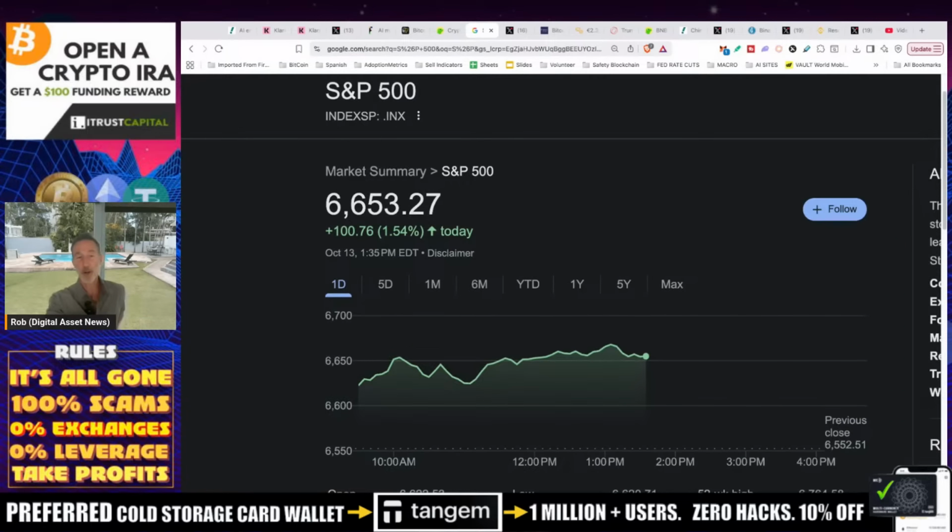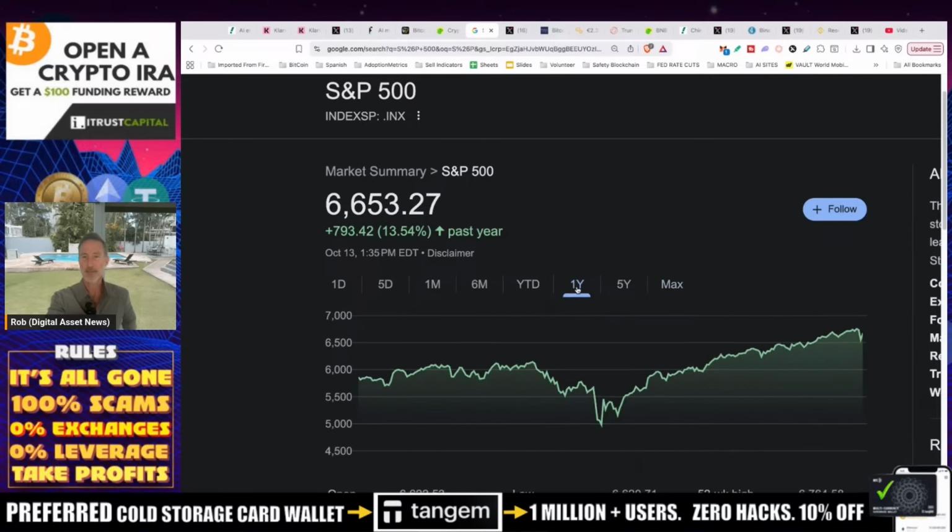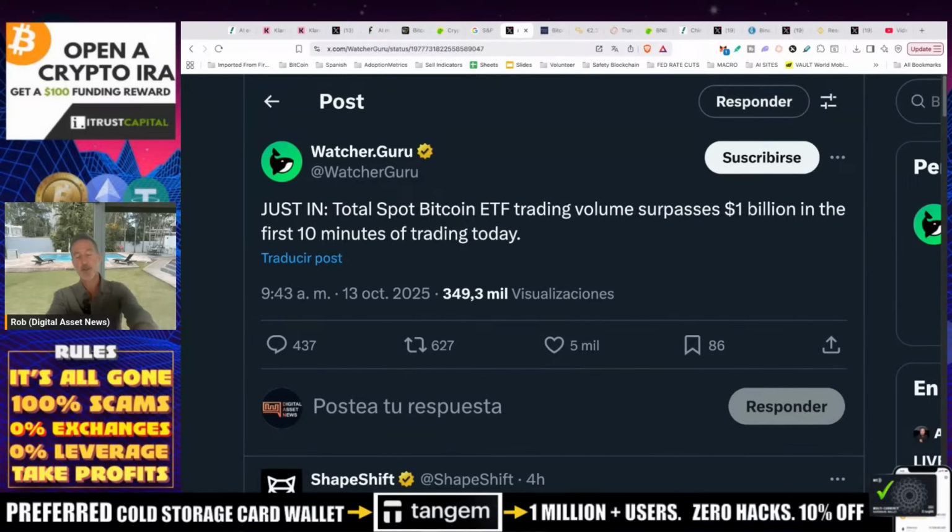S&P 500 is down 1.5%, and it looks like, is it an all-time high? Pretty much. So congratulations, S&P 500 holders, all-time highs. And then, of course, for more bullish news, total spot Bitcoin ETF trading volume. This was this morning at 9:43 Eastern Standard Time. ETF trading volume surpasses 1 billion in the first 10 minutes of trading today.